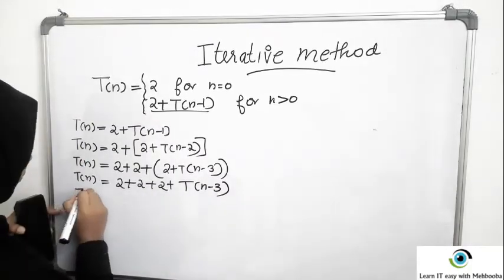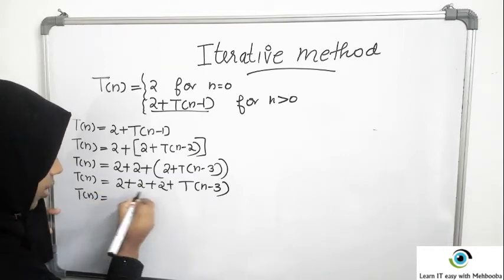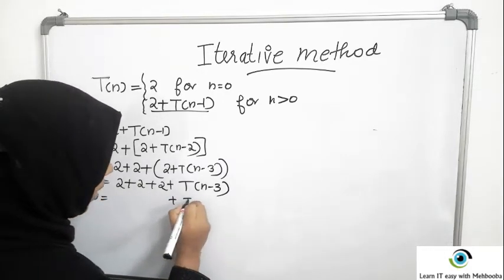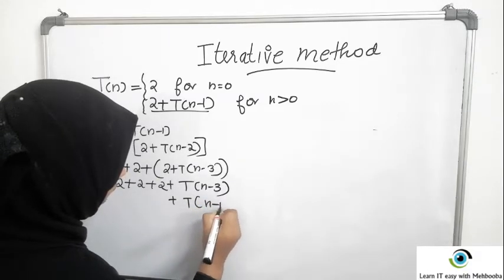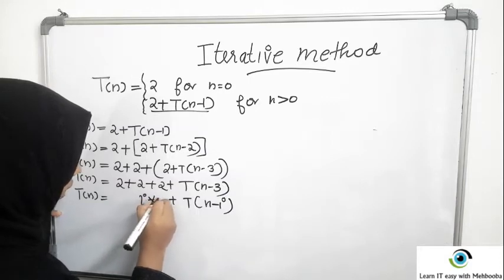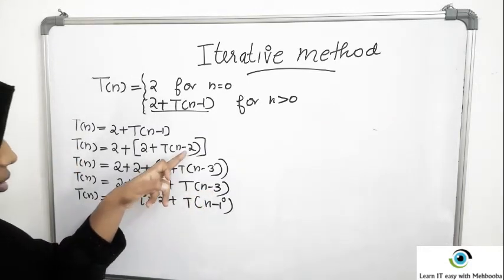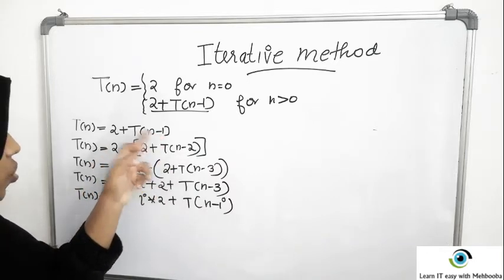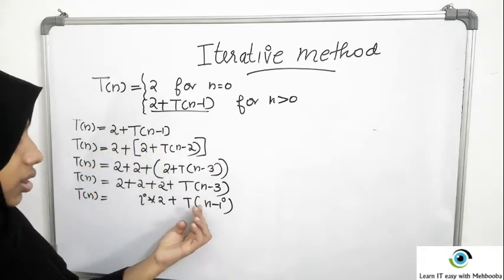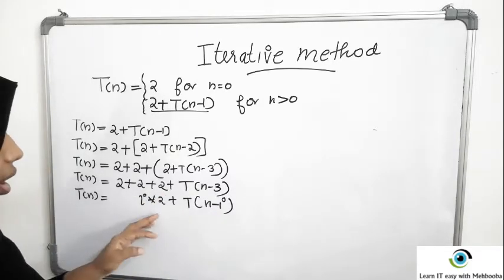That is, we got the pattern. We can write it that if it is t of n minus some number i, we will have i number of 2's here. Agreed. That is, when it is 3 number of 2's, when it is 2 number of 2's, when it is 1 number of 2, isn't it? So if it is n minus i, we will have i number of 2's without any doubt.